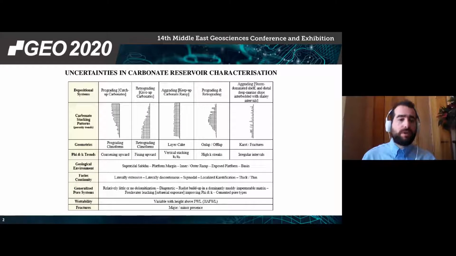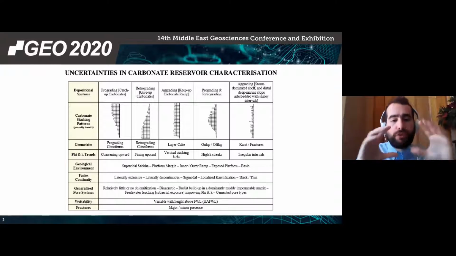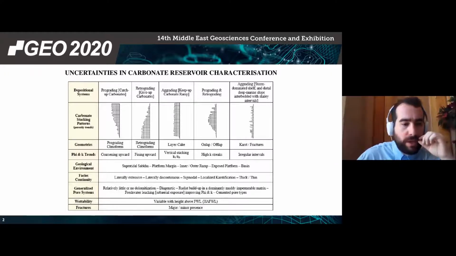It's not associated with the grain sizes due to the diagenetic overprint. But nonetheless, you would have that association. And then your geometries, when you're building your stratigraphic framework, you would have prograding clinoforms, retrograding clinoforms, or just a typical layer cake type reservoir. So the first four rows are generally associated with one another, but then you also have the geological environment.